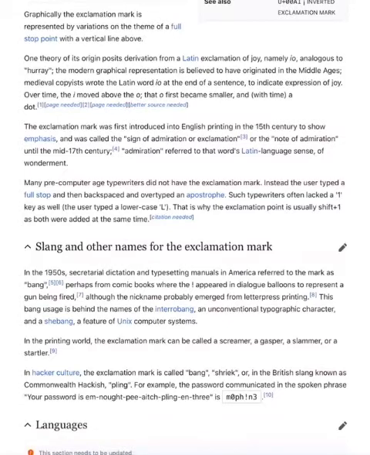The modern graphical representation is believed to have originated in the Middle Ages. Medieval copyists wrote the Latin word "io" at the end of a sentence to indicate expression of joy. Over time, the I moved above the O. That O first became smaller, and with time, a dot.